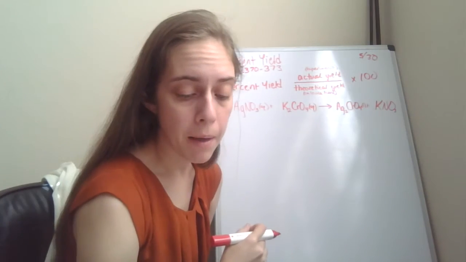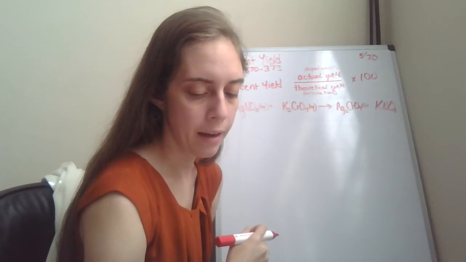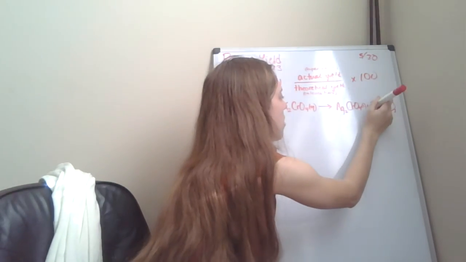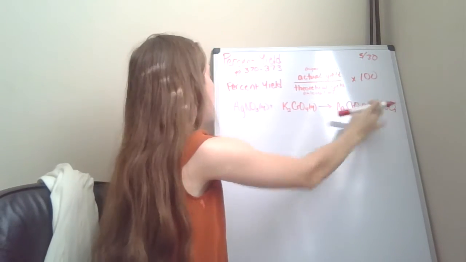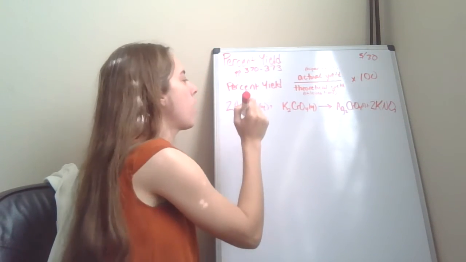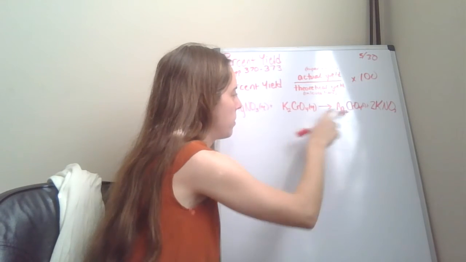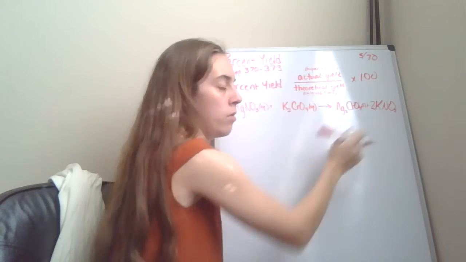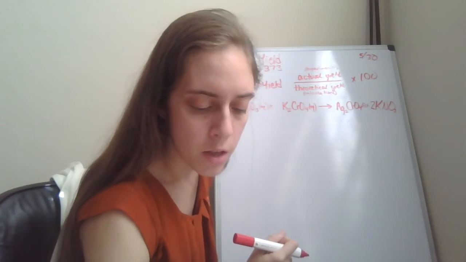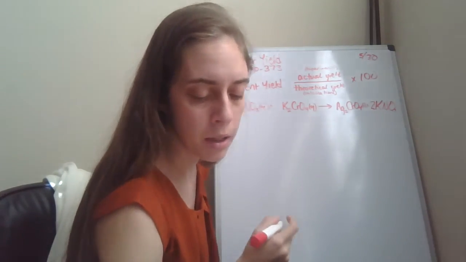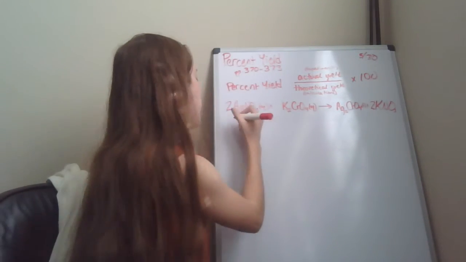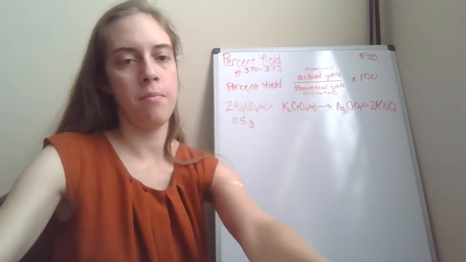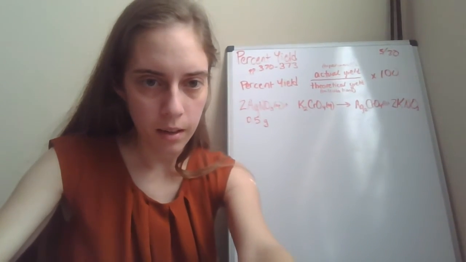So now let's balance it. Okay, we have 2 potassiums over here, only 1 over there, so we're going to need at least 2. If we've got 2 nitrates over here, then we need 2 nitrates here, 2 silvers, 2 silvers, 2 potassiums, 2 potassiums, 1 chromate, 1 chromate, 2 nitrates, 2 nitrates. We're balanced. Okay, so now we know that we were given 0.5 grams of silver nitrate. So we do 0.5 grams of silver nitrate. Make sure it's clear for you.